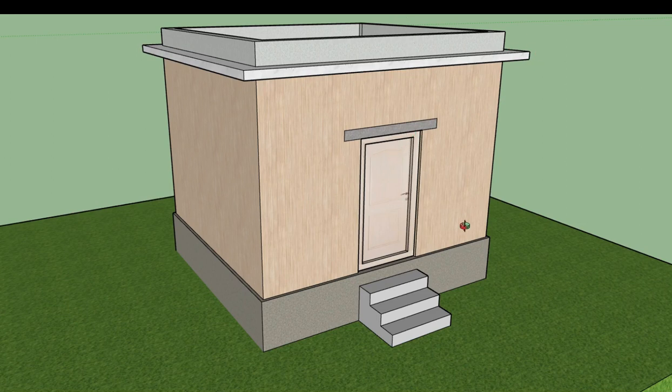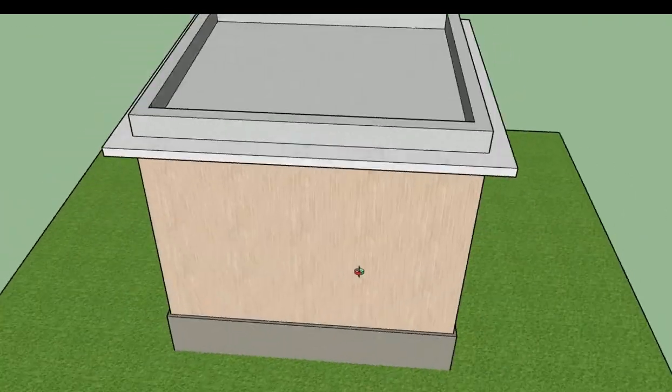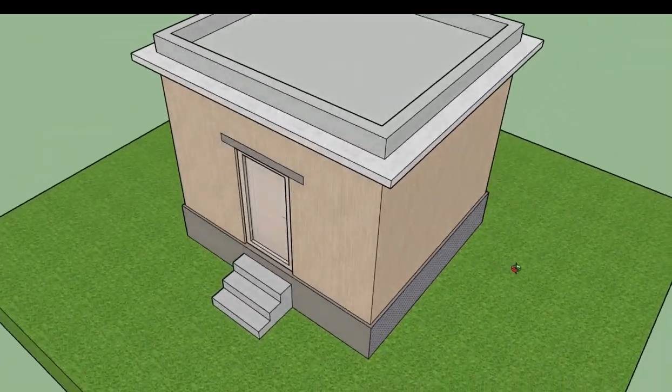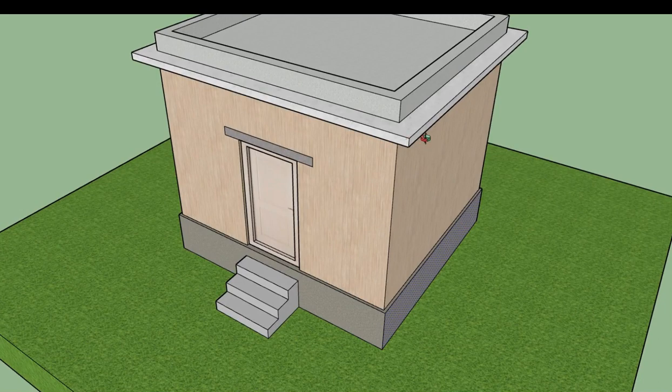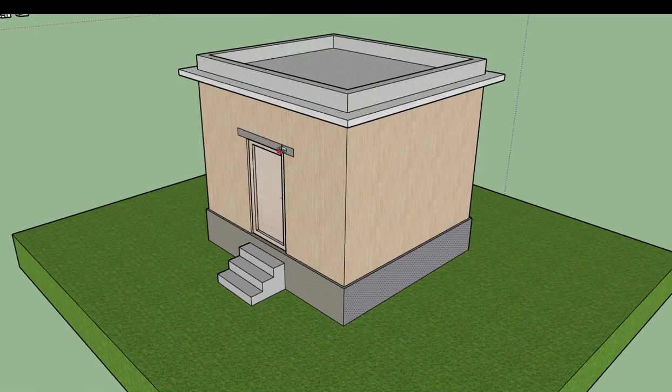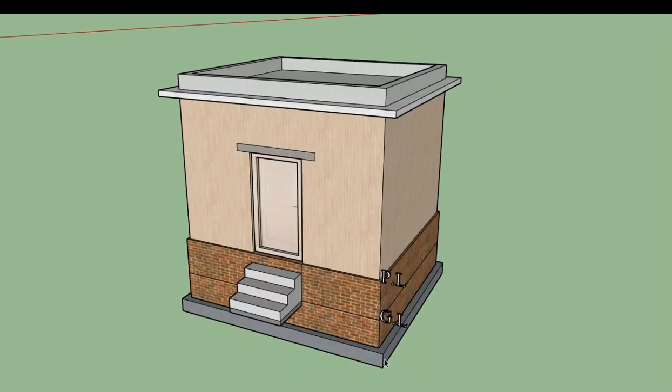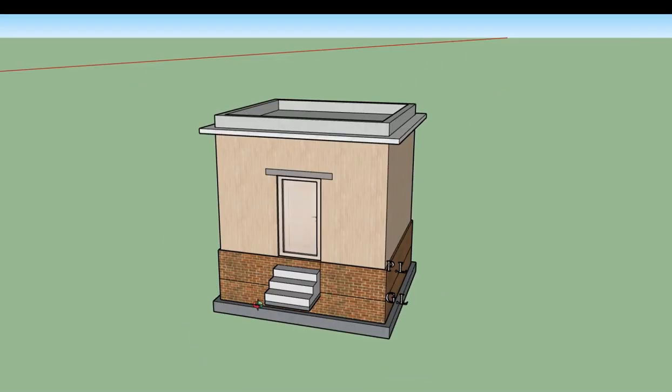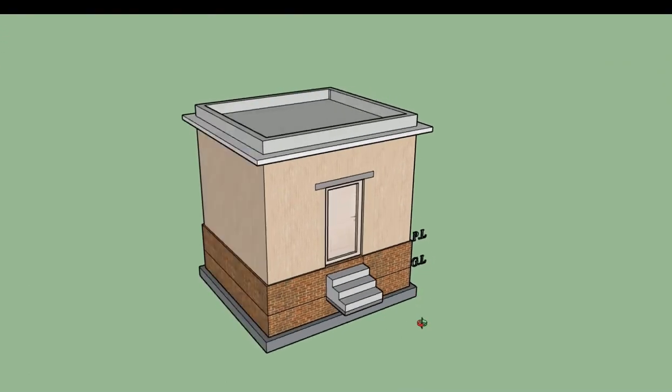According to the given plan, this is the ground level. These are the steps. Here is a door, but we can see that there are no windows in this house. This is an RC slab, and above the RC slab there is a parapet wall, and here is a lintel above the door. This is the plinth level and this is the ground level, and below the ground level there is lime concrete all over the house. Similarly, these are the footings of the building.